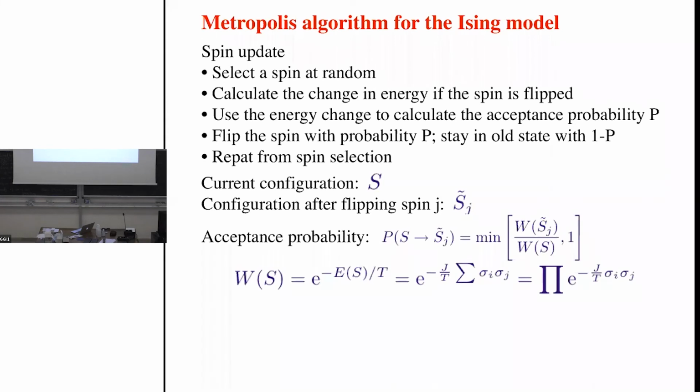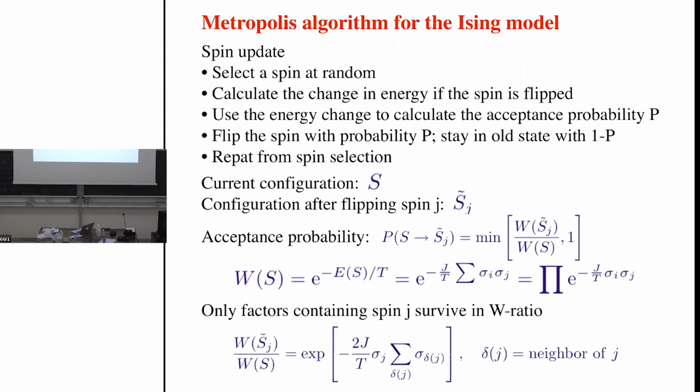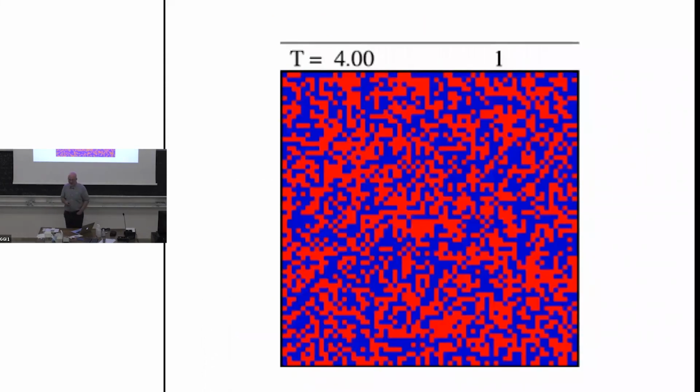So this is how, in practice, you see that it's easy to compute, because the weight is the Boltzmann probability, which factors in this way. So when you take the ratio, everything cancels out except those terms containing the flipped spin. So in the end, you just have to sum over your neighbors. All right. Okay, now since it's late, let's have some fun and look at some movies.